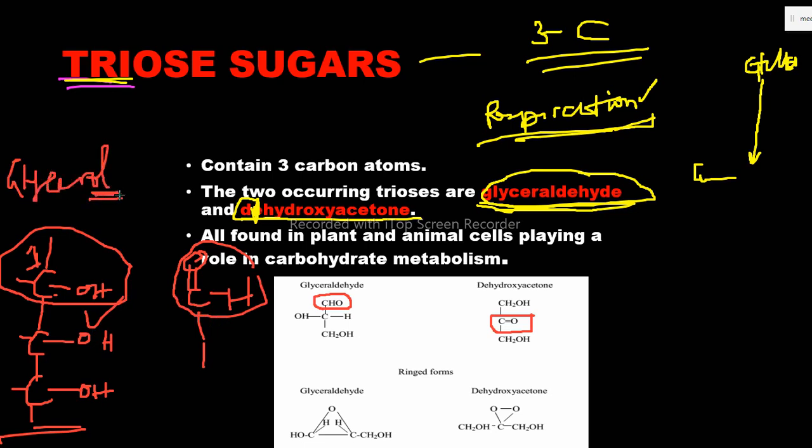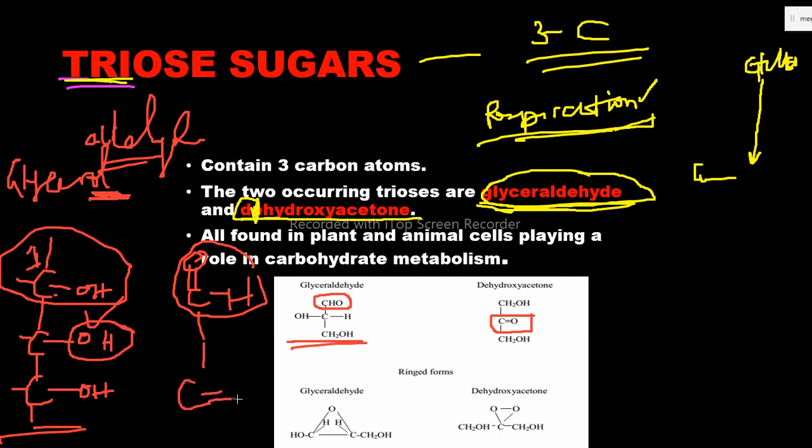You know how alcohols are named. We add -ol, and this is an alcohol, so that's why there is -ol. It becomes glyceraldehyde, where we replace this -ol with an aldehyde. So now this is our glyceraldehyde. Similarly, when we oxidize this carbon number 2, it turns into a carbonyl compound still, where this is carbon and this one is also carbon.